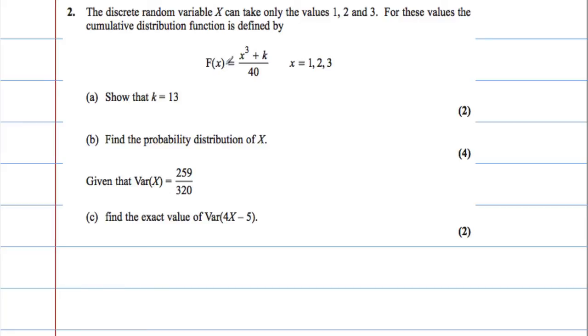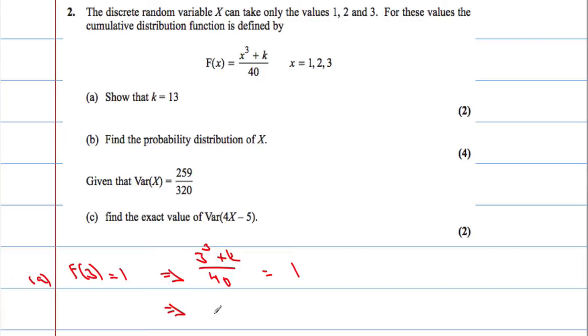Okay, because it's cumulative, this big F means that F of 3 must equal 1. The final value that I put in must equal 1 because it's cumulative and the total probability must equal 1. So that implies that 3 cubed plus k over 40 must equal 1.